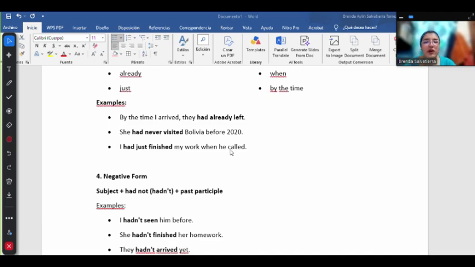Okay, both actions are in the past, but the first action has to be in past perfect. What was the first action here? Visiting Bolivia. She visited Bolivia, right? She had never visited Bolivia. And 2020 is also in the past, and before 2020, she had never visited Bolivia.